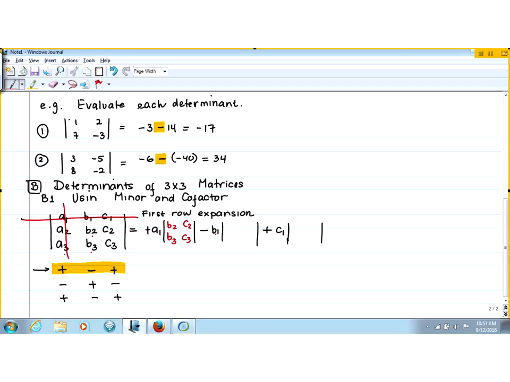Okay. So what is the minor of A1? When I'm talking about A1, A1 is here. I'm going to eliminate first row, first column. So I'm left with B2, B3, C2, C3. So this is the minor of A1. Okay. Now I'm done with A1. I'm talking about B1 now. B1's here, I still eliminate row 1 and second column. So I'm left with A2, A3, C2, C3. Are we okay? Now I'm talking about C1. C1 is here. I still eliminate the first row and the third column. So I'm left with A2, A3, B2, B3.